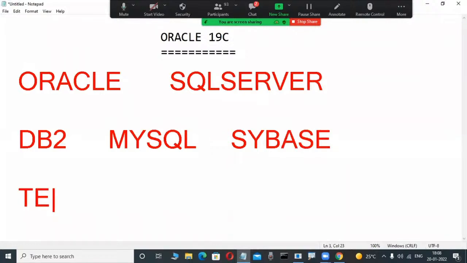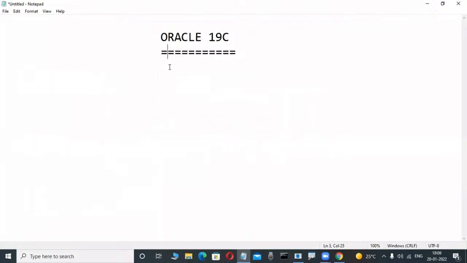Again, Teradata. Maybe many fellows have an idea, data warehousing application programmers. Teradata is a database product from NCR Corporation. SQLite is a database product. Like this, so many database products are there from different companies. Okay? That's why Oracle is always one of the popular database products.